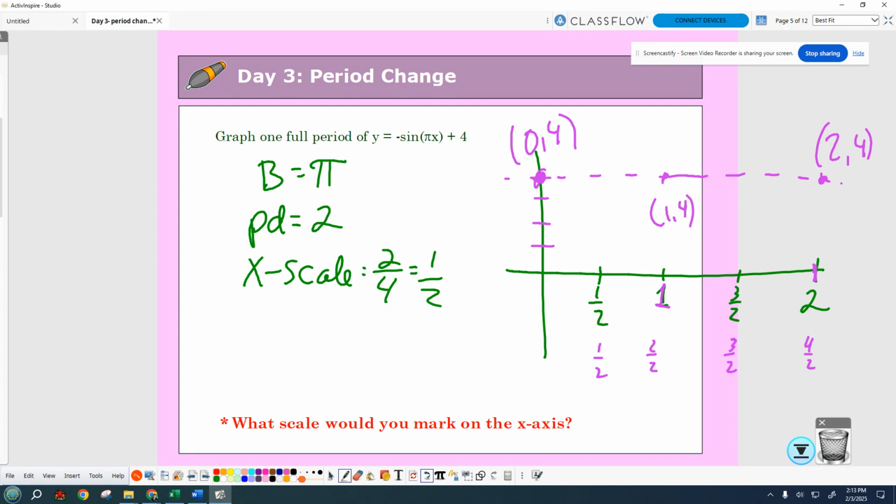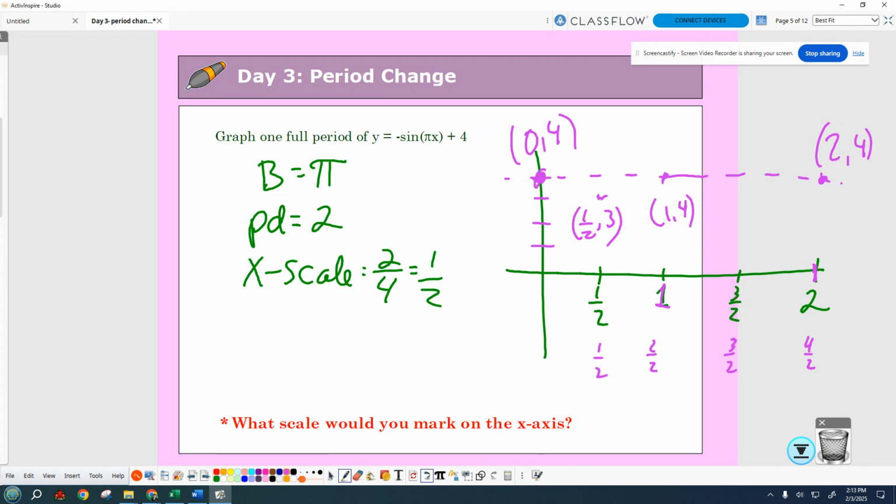Seattle, what's the next one? Pick one of the coordinates. At a half or 3/2, where am I? Marie, why is it down? At 1/2, she said correctly that the height's gonna be 3.